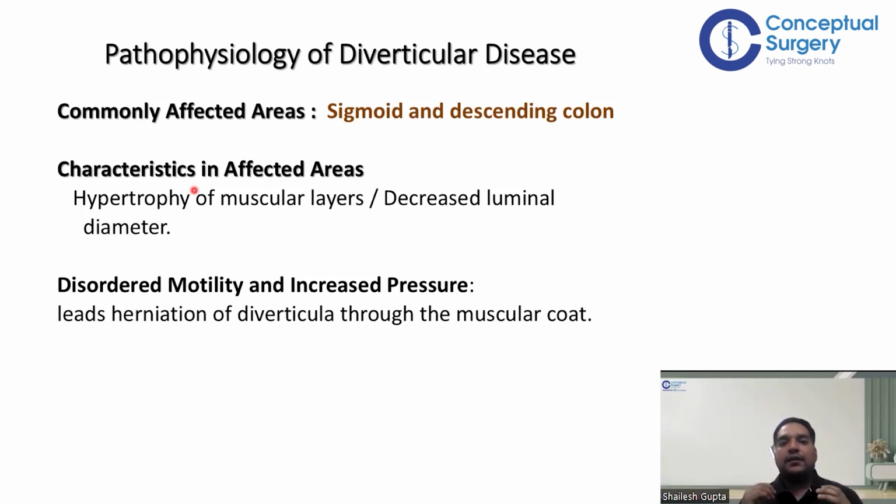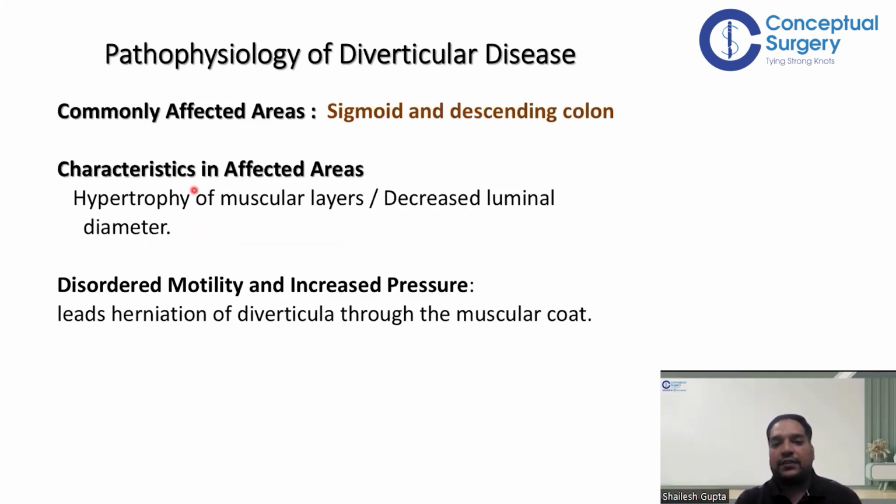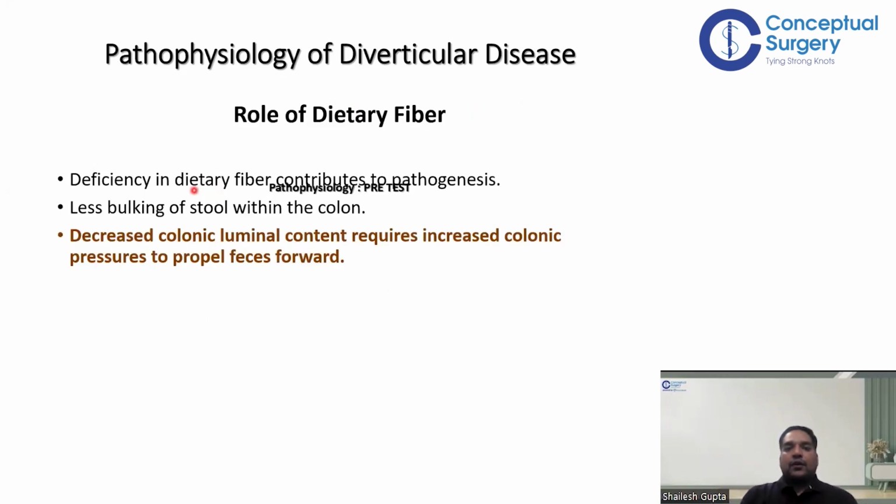This is the thing that we're going to find in the affected area, right, and because of this there will be herniation of the diverticula through the muscle coat. So basic pathology ये है कि प्रेशर ज्यादा होता है जिसकी वजह से ये आउटपाउचिंग होती है और प्रेशर ज्यादा होने की वजह से हमारा ये डायवर्टिकुला बनता है, राइट?